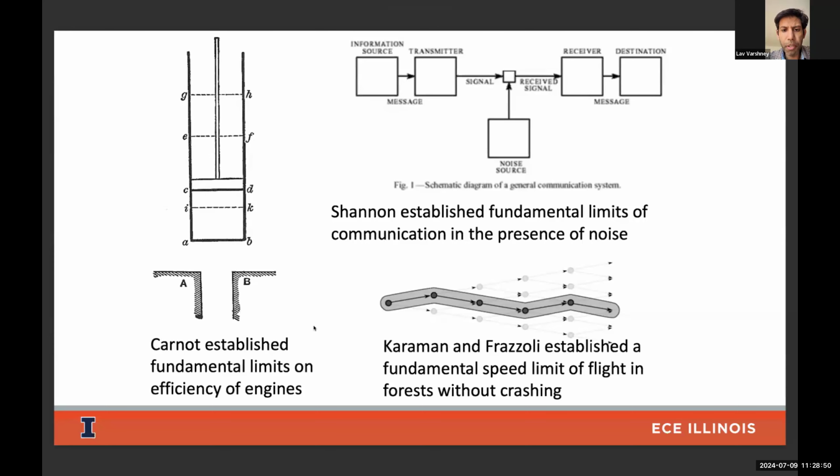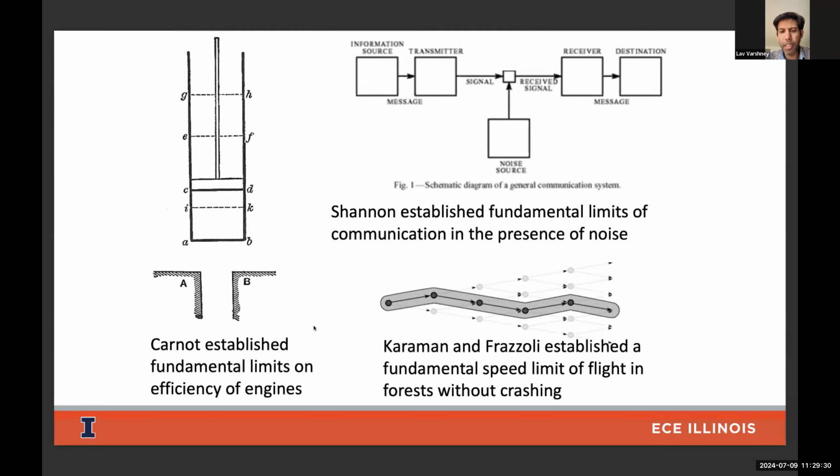And again, just to emphasize the point, here are some examples of fundamental limits. Carnot established the fundamental limits on the efficiency of engines, and engines like the diesel engine operating at high temperatures approach those limits. Claude Shannon established fundamental limits of communication in the presence of noise, and codes like low-density parity check codes and turbo codes approach those limits. And again, taking robotics as an inspiration, for flying robots, Karaman and Frazzoli established the fundamental speed limit of how fast drones can fly through forests without crashing.